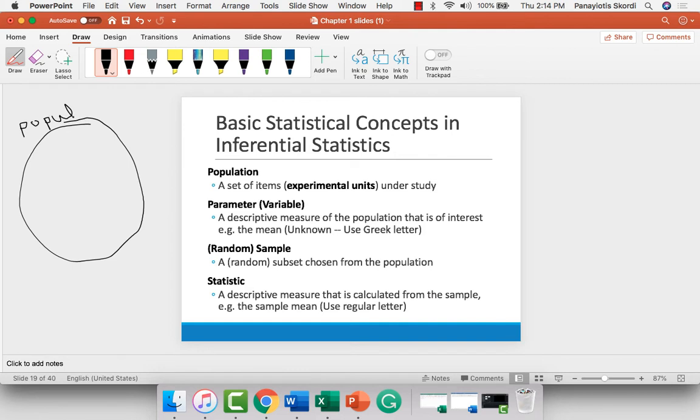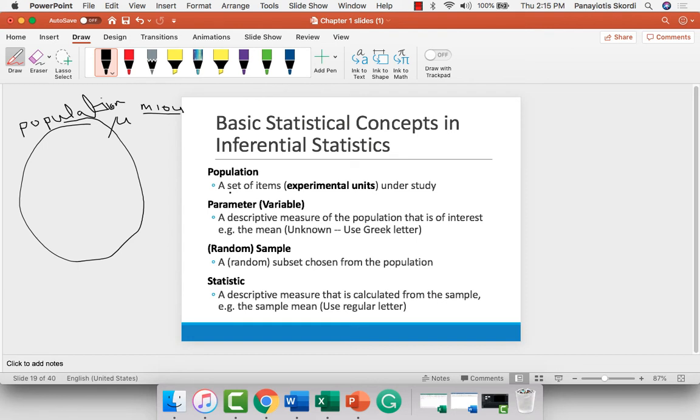Now, if I want to find something out about the population, like the average height of the population, and we're going to cover this again later, the average of a population has a special figure, which is a Greek M, and we call it mu. Most books spell it like that, mu. So mu just means the mean of a population.